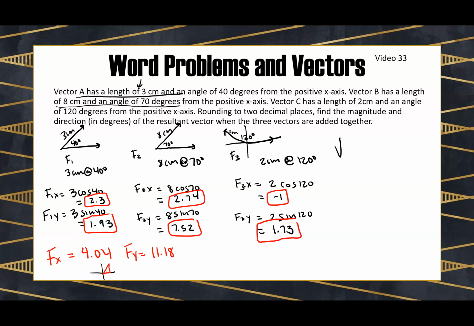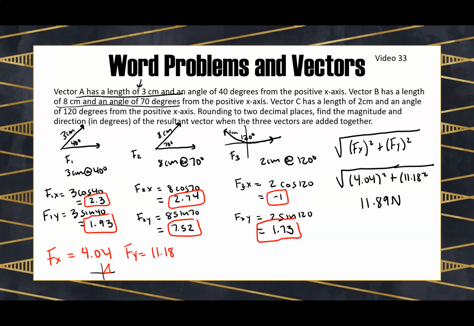So remember, our magnitude is going to be the square root of our f sub x squared plus our f sub y squared. And in this case, we're going to be given 4.04 squared plus 11.18 squared. And that gives me 11.89 newtons. So that's one of my steps, but now I need to go back and find my theta, which is tan inverse of my f sub y over f sub x. And so my f sub y here is 11.18, and my f sub x is going to be 4.04.